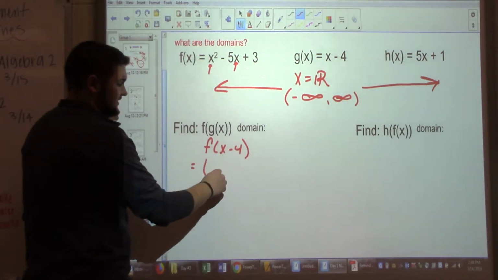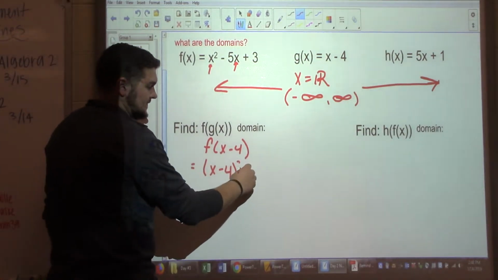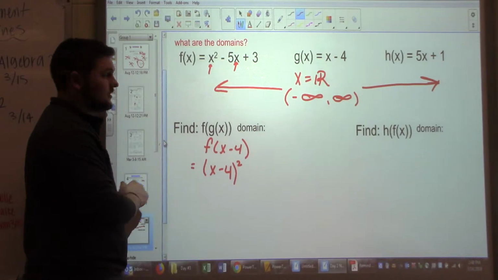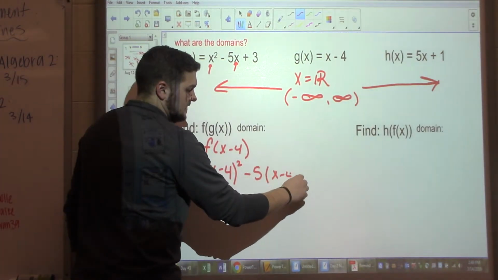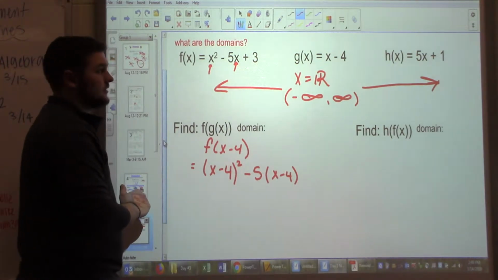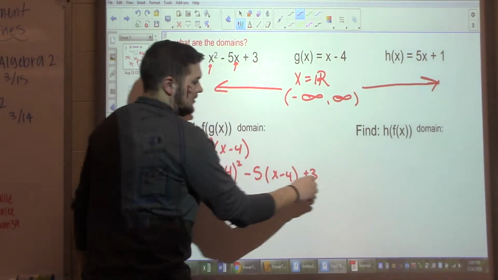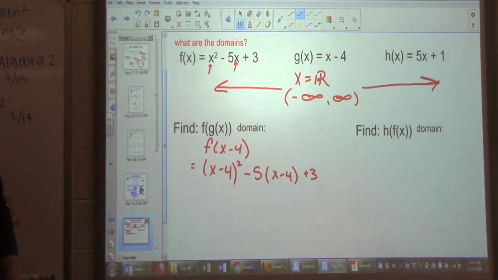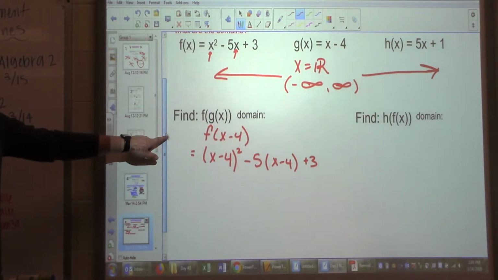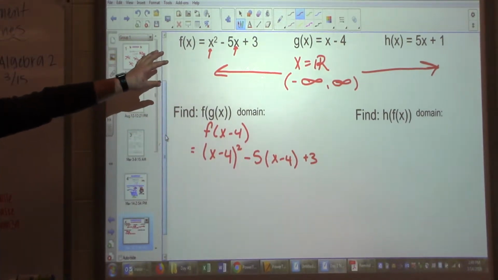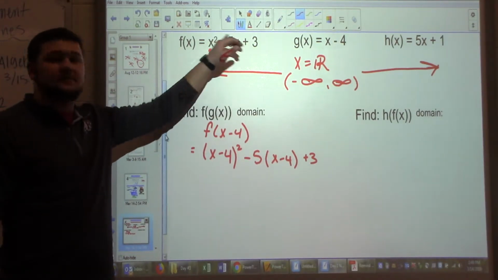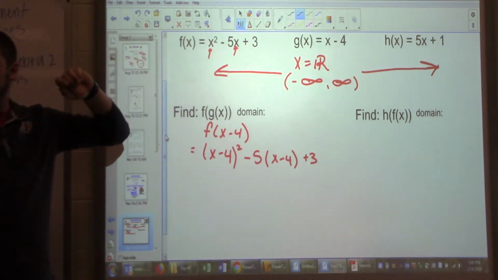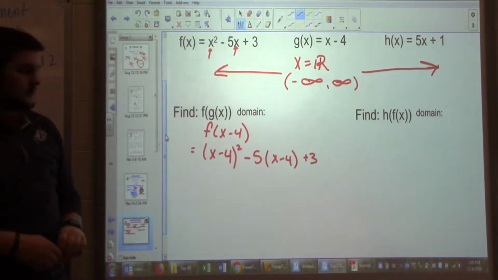So I get, instead of x squared, now it's x minus 4 squared. Minus 5 times, instead of x, now it's x minus 4. Plus 3. Do we all follow that? Do we all see why we're taking x minus 4 and we're plugging it in to our f function here? You all got that? Okay.